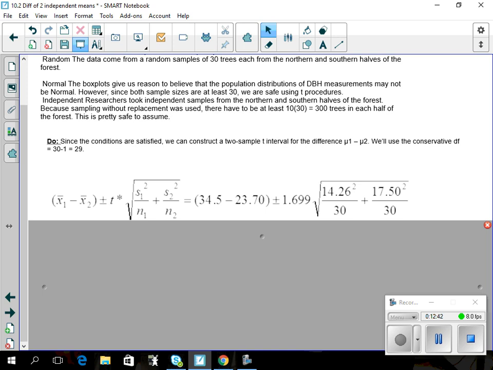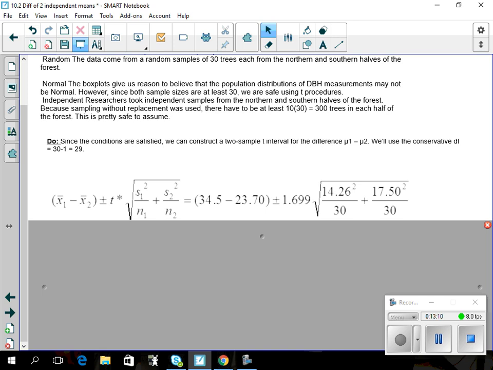Let's see if it makes sense. Does x bar 1 minus x bar 2 make sense for the beginning? Isn't it parameter? I'm a liar. Statistic plus or minus critical value times the standard deviation? Okay? So my question becomes, where did these numbers come from? 14.26 and 17.5.